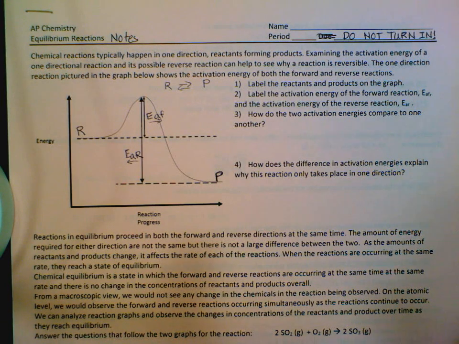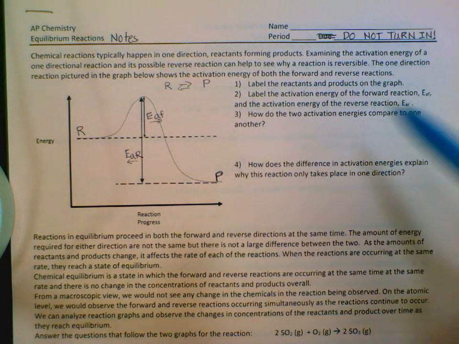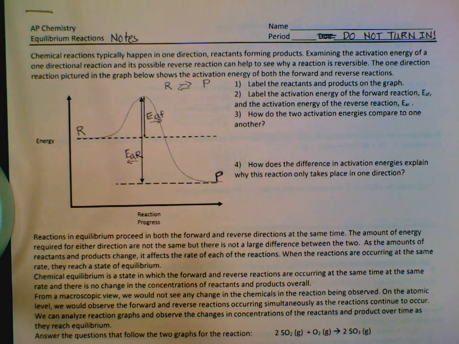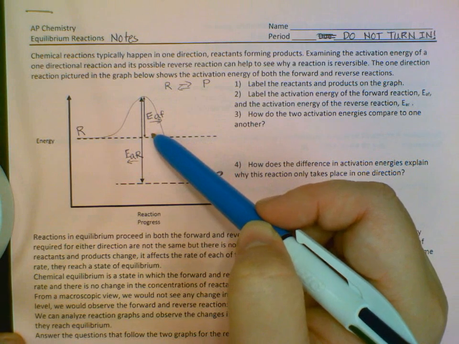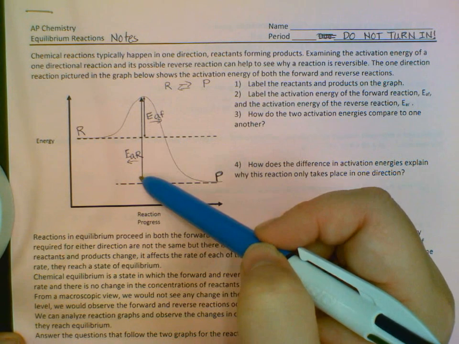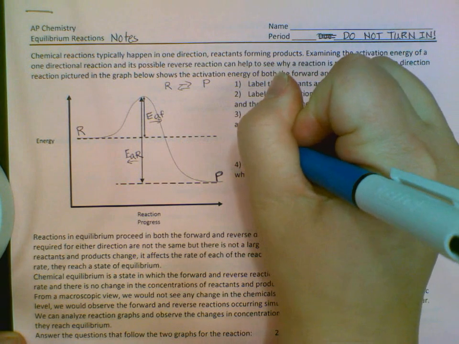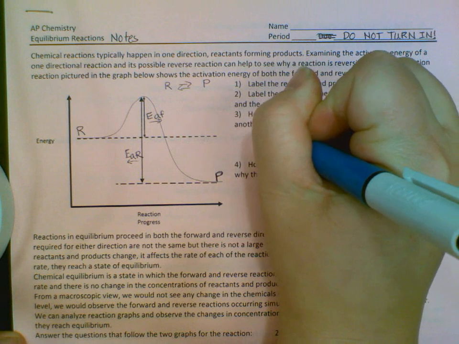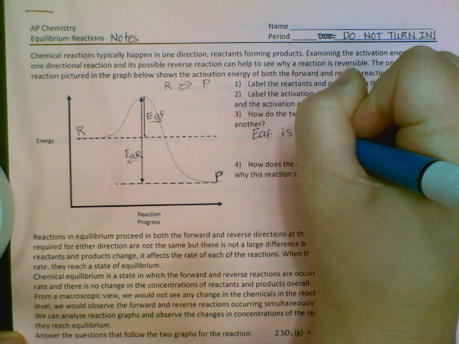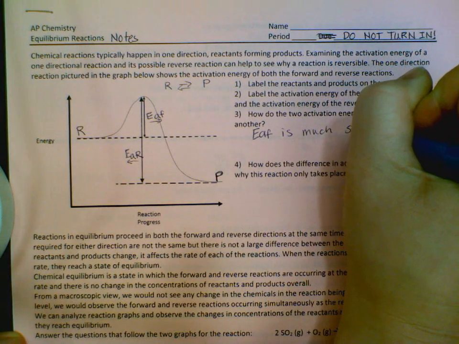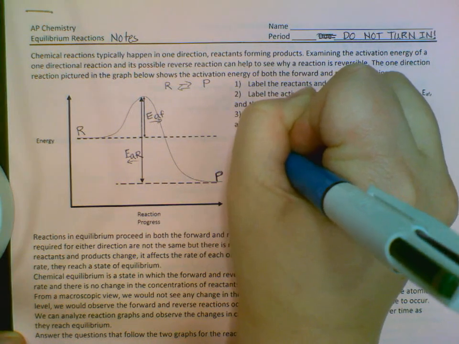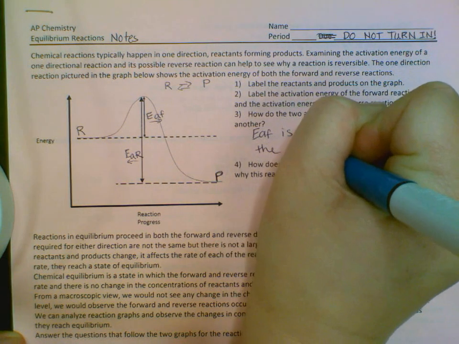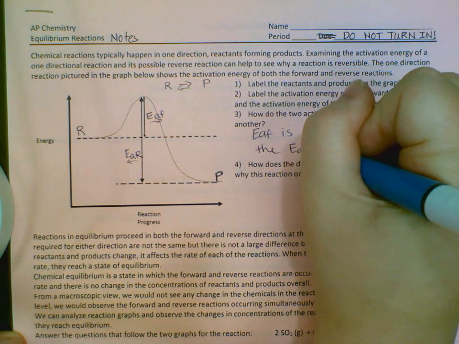Now we're going to do some comparison. How do the two activation energies compare to one another? Hopefully we can see that the activation energy of our forward reaction is much smaller than the activation energy of the reverse.